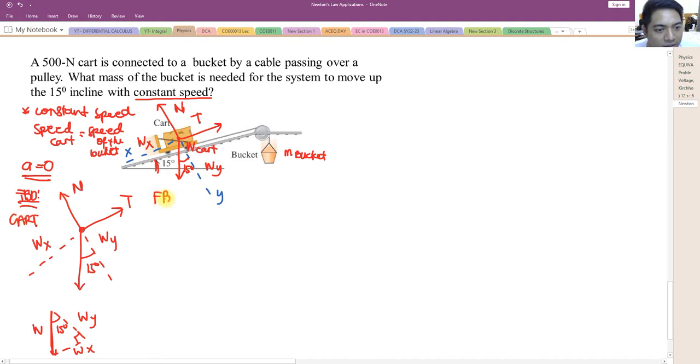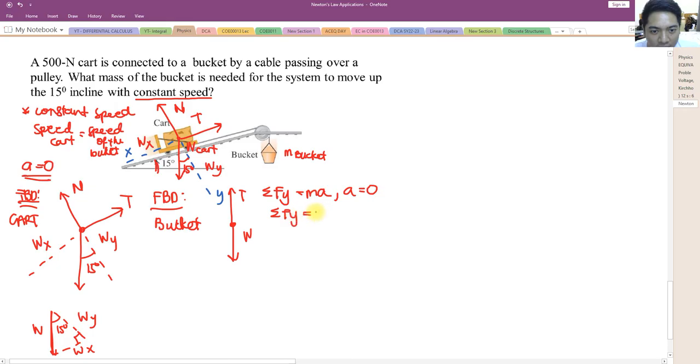How about the FBD of the bucket? For the bucket, it's just simple. You have the weight of the bucket and then the tension. There is a summation of forces in terms of y, and that is equal to ma. But since we have a constant speed, then a is 0. So you have summation of Fy equals 0. We need to get the mass of this. So that would be T minus W equals 0, and T should be equal to mg. And we don't know the mass. That is what is being asked for the bucket.